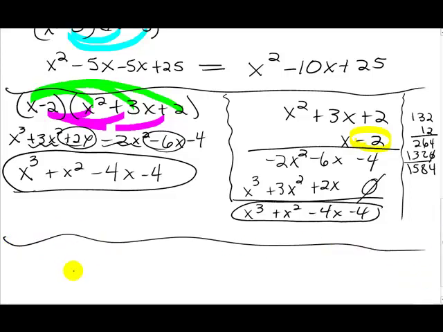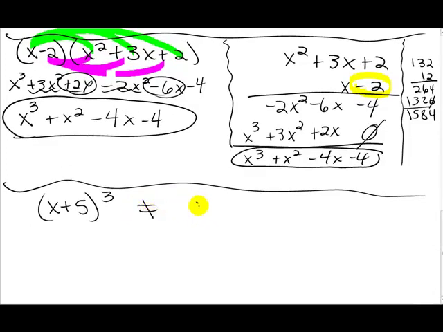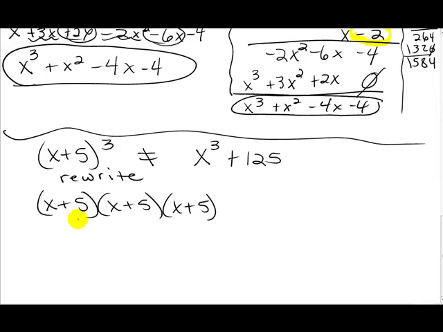So, if we have x plus 5 cubed, this does not equal x cubed plus 125. We have to rewrite it also: x plus 5, 3 times. And we can take the first two binomials and multiply them. Can FOIL them if you want. x times x, x times 5, 5 times x, 5 times 5. Combine the middle terms.